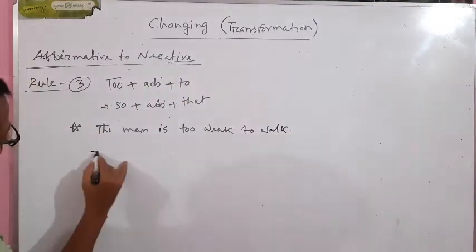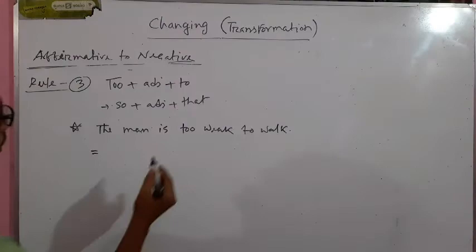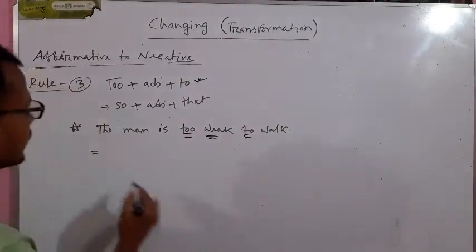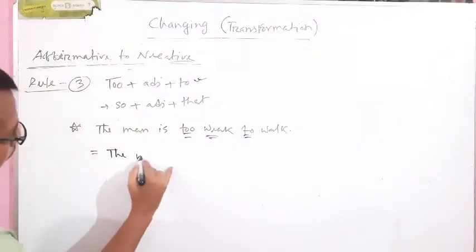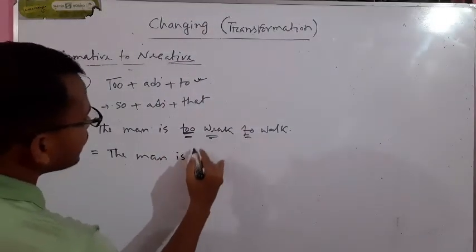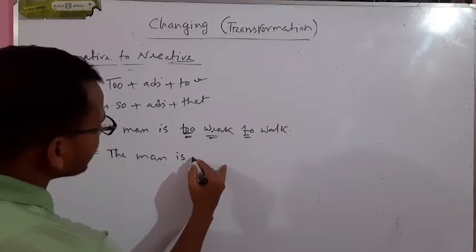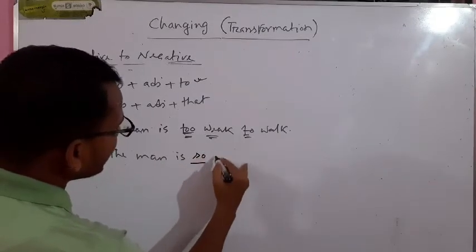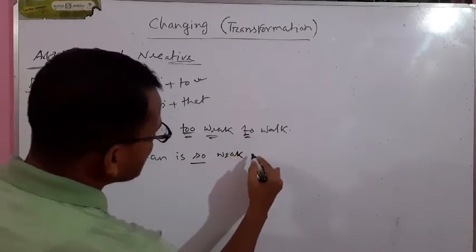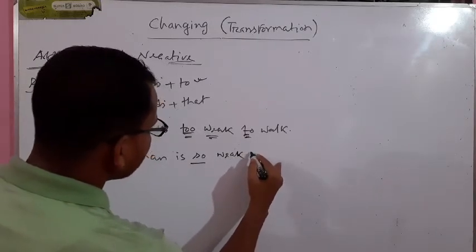Okay. The answer would be, the structure is like that: too, adjective, to. So the man is, instead of too, I have to use so weak, and instead of the second to, we have to write that.